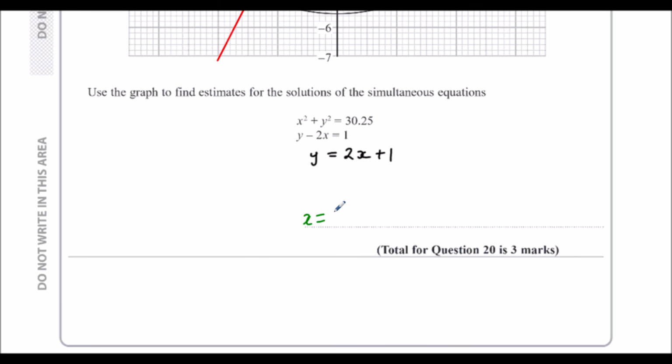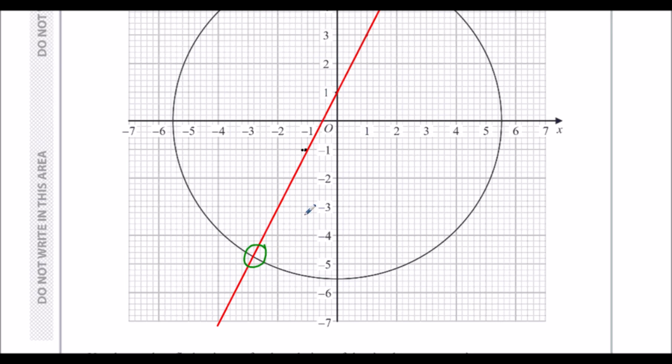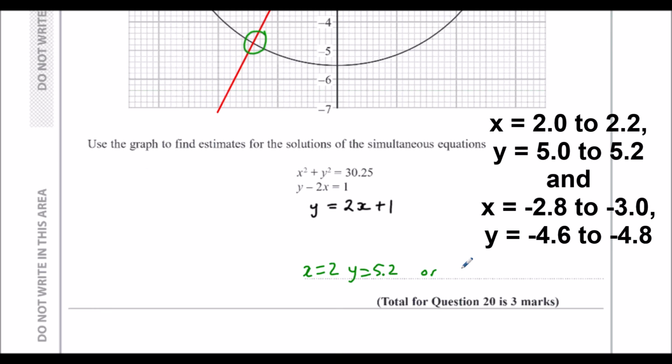So x is 2, y is 5.2, or the other intersection is here, which is at minus 2.8, minus 4.8. So x equals minus 2.8, y equals minus 4.8. So the solutions to simultaneous equations on a graph are where the two graphs intersect.